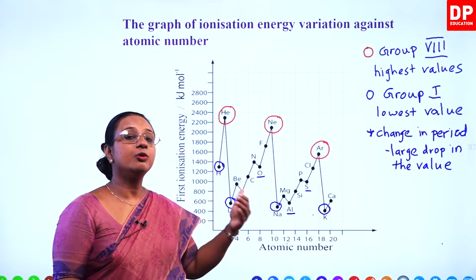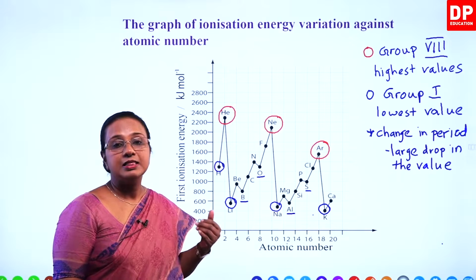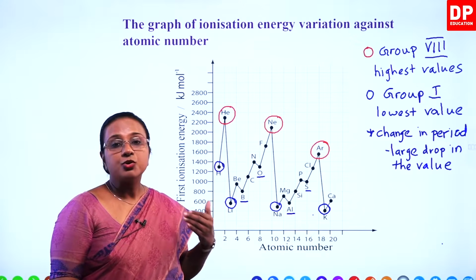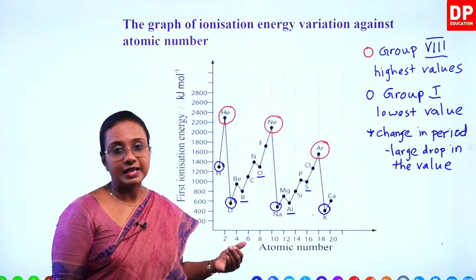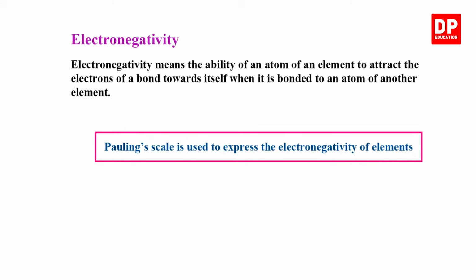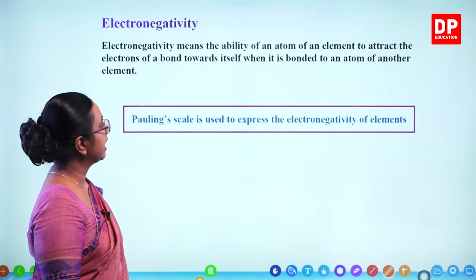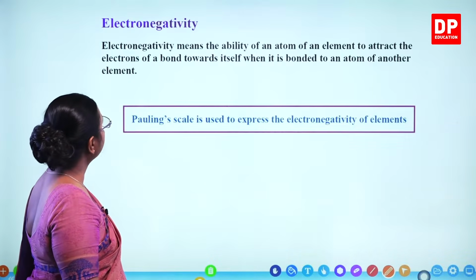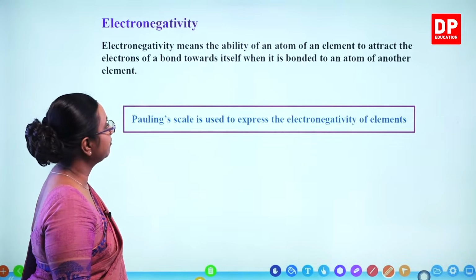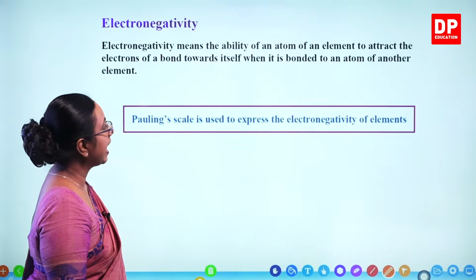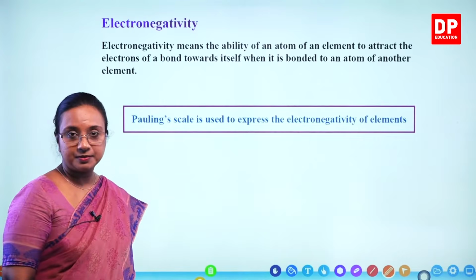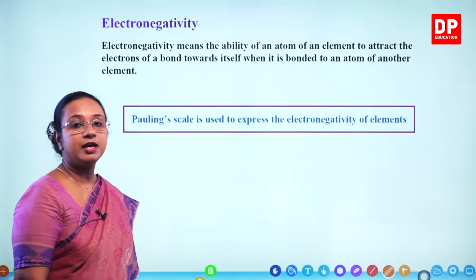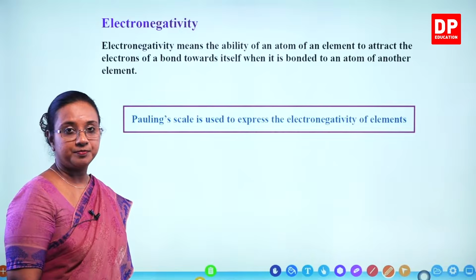Now we will look at the second property, that is the electronegativity of elements. Electronegativity means the ability of an atom of an element to attract the electrons of a bond towards itself when it is bonded to an atom of another element. I will explain that using an example.